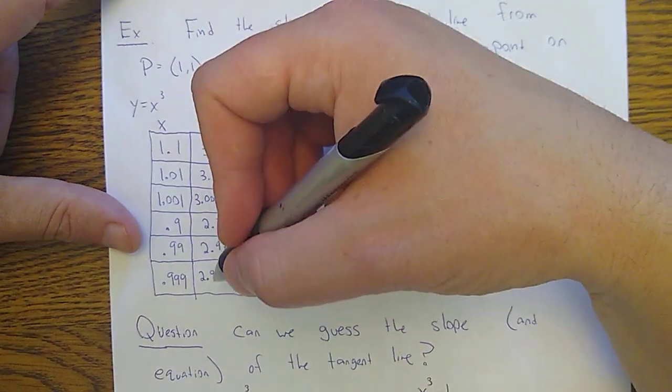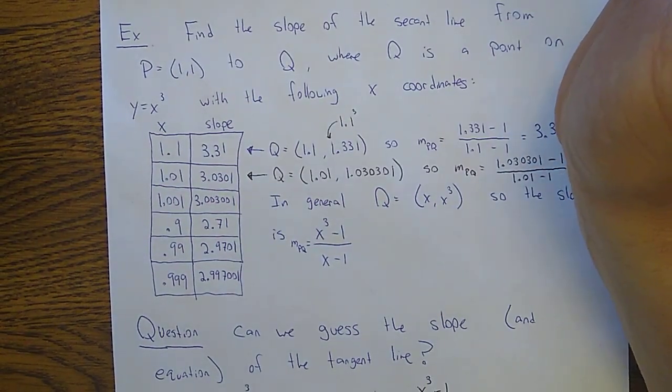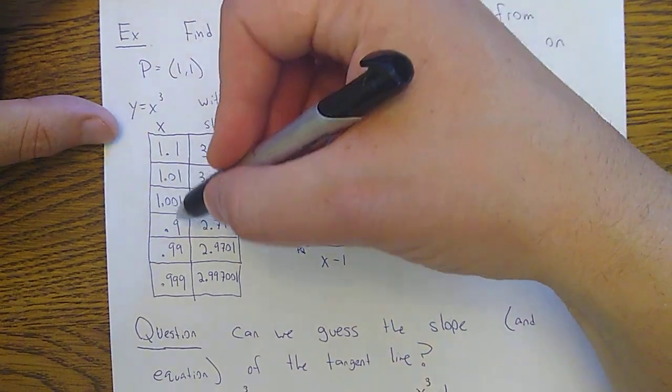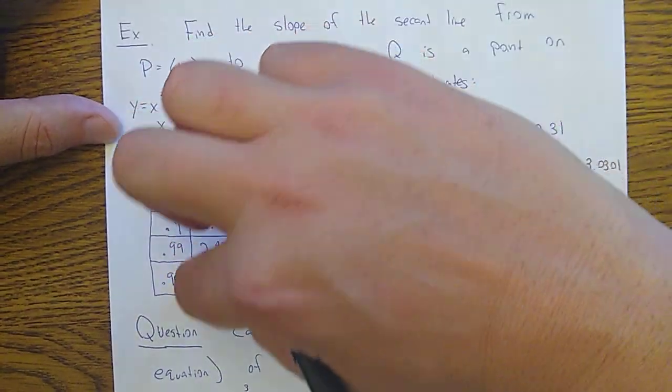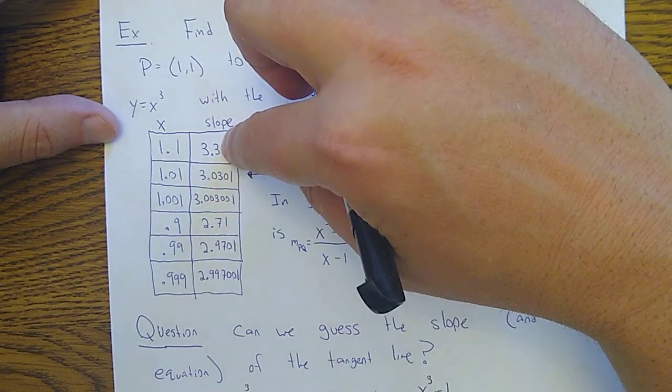And based on the table, we can make a guess as to what this is. And let me emphasize that for right now, this is just a guess. But let me ask you the following. If x gets closer and closer to 1, what does it look like the slope is getting close to?